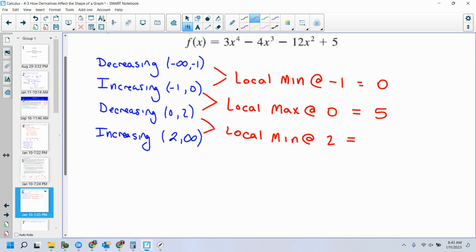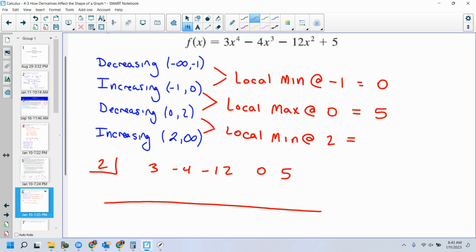Hey, you know what we could use to plug it in? Throwback. What? No. Synthetic substitution? What? What? You don't like this stuff? This is so easy. Negative 27. Remember? Bring it down, multiply, add. Multiply, add. Multiply, add. Multiply, add. That's easier to do in your calculator.